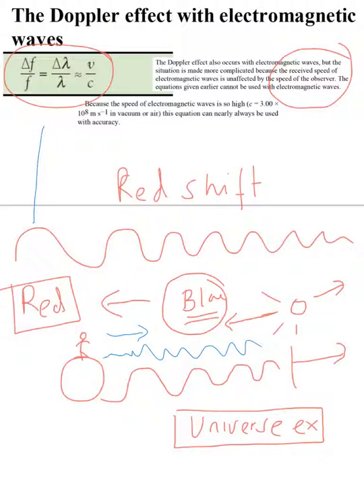The relationship is actually really easy to apply. Our change in frequency that we observe over the frequency of the actual light that's emitted is going to be equal to the ratio of the wavelengths, and it's also going to be equal to the ratio of the speeds of the object. Now remember that the speed of light is always 3 times 10 to the 8. So this simplified relationship can be used when we are dealing with electromagnetic waves.